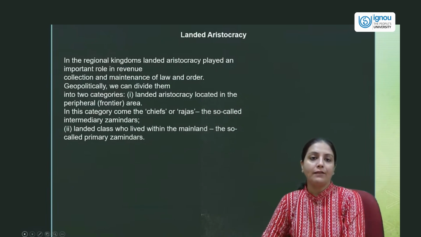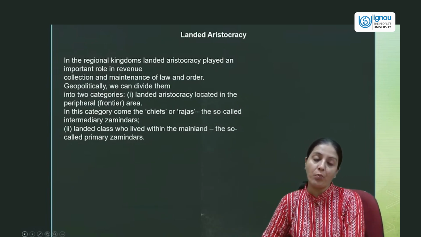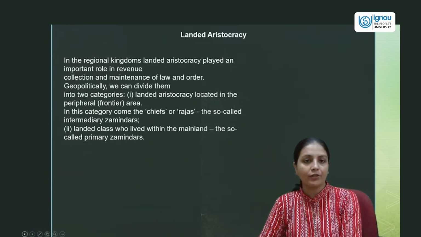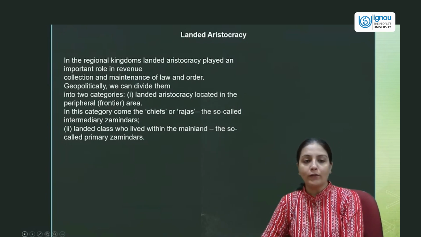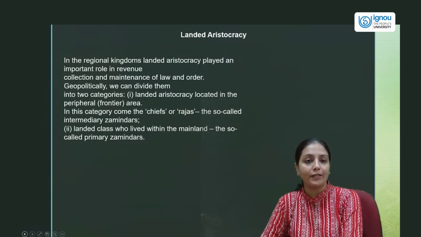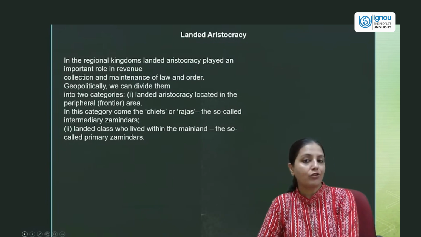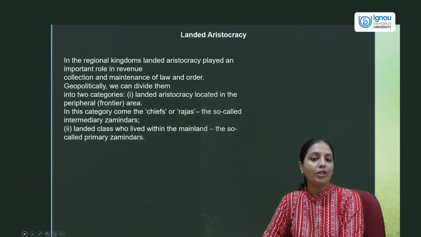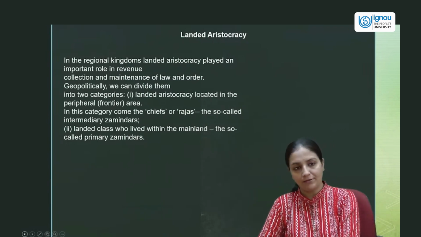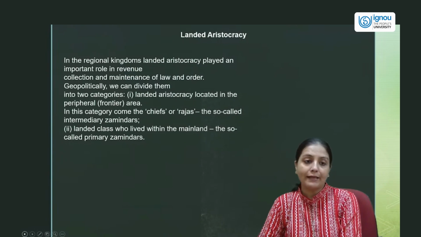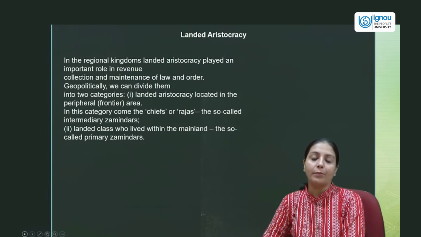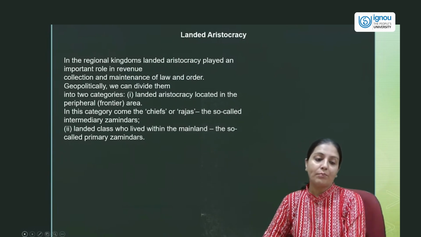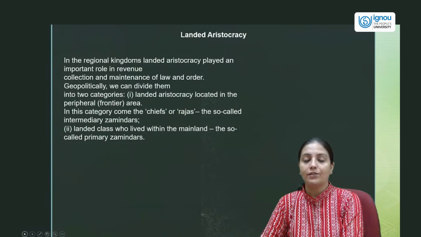Next is landed aristocracy. In the regional kingdoms, the landed aristocracy played an important role in revenue collection and maintenance of law and order. We can divide them into two categories. Number one, landed aristocracy located in peripheral areas. In this category come the chiefs, rajas, and so-called intermediary zamindars. Number two, landed classes who lived within the mainland, the so-called primary zamindars.